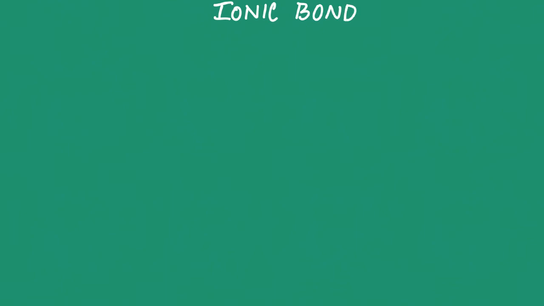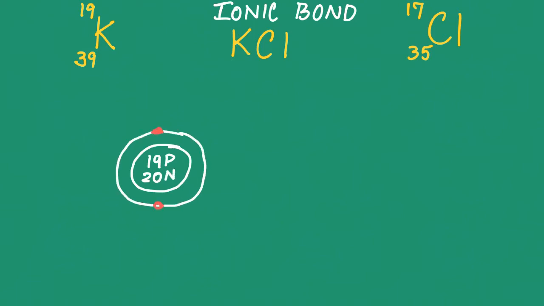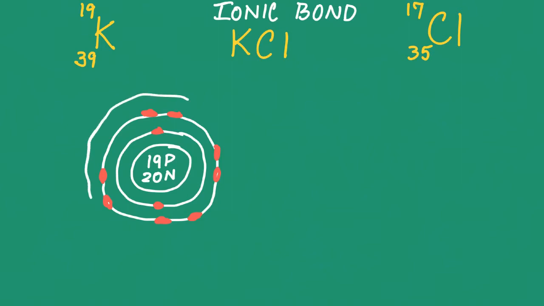This time, we'll look at potassium chloride. Potassium has an atomic number of 19 and an atomic mass of 39. Chlorine, as we know, has an atomic number of 17 and atomic mass of 35. So let's draw potassium. Potassium has 19 protons and 20 neutrons. So it should have 19 electrons to start with. So we'll put 2 on the first shell. We know that the second shell should contain 8. So that's 8 electrons. The third shell will also contain 8 electrons.